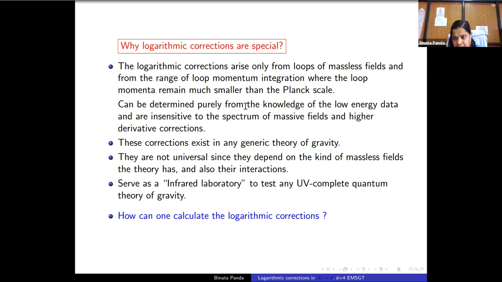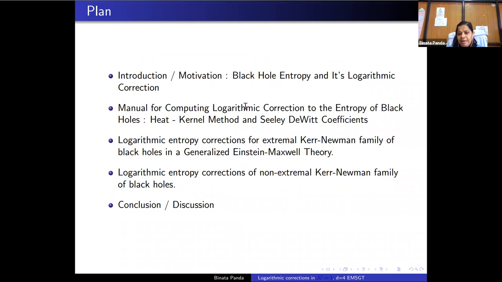The next question, if I'm clear on why I'm interested in the log corrections, is how one can compute this logarithmic correction. So the next part of my talk is planned accordingly. If my motivations are clear, then in the next section I will describe how we can compute this logarithmic correction. We call it a manual for calculating these log corrections to the entropy of black holes.